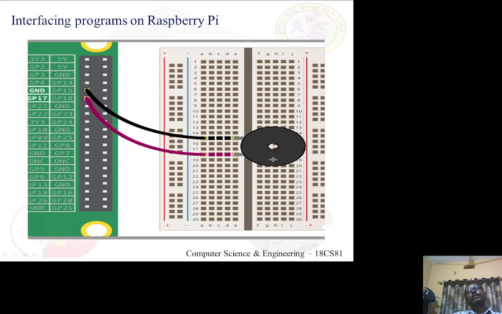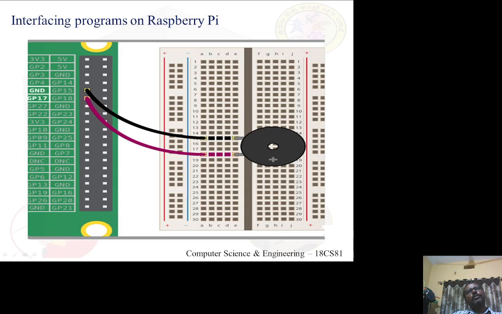Here, as you can see in the schematic, one pin of the buzzer should be grounded. The other pin, in this case, is connected to GPIO 17. Through GPIO 17, the Raspberry Pi computer sends a signal to the buzzer. It's an output from the Raspberry Pi computer. The output of the Raspberry Pi computer is an input to the buzzer.